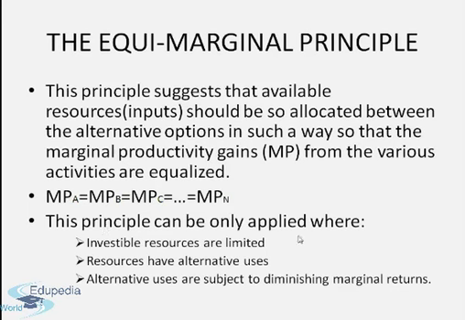This principle can only be applied where investable resources are limited. That is the first condition. The second condition is where resources have alternative uses. And the third condition is that the alternative uses are subject to diminishing marginal returns. This means that as we allocate the resources to the alternative uses, the marginal return should keep on decreasing with the use of the available resources.